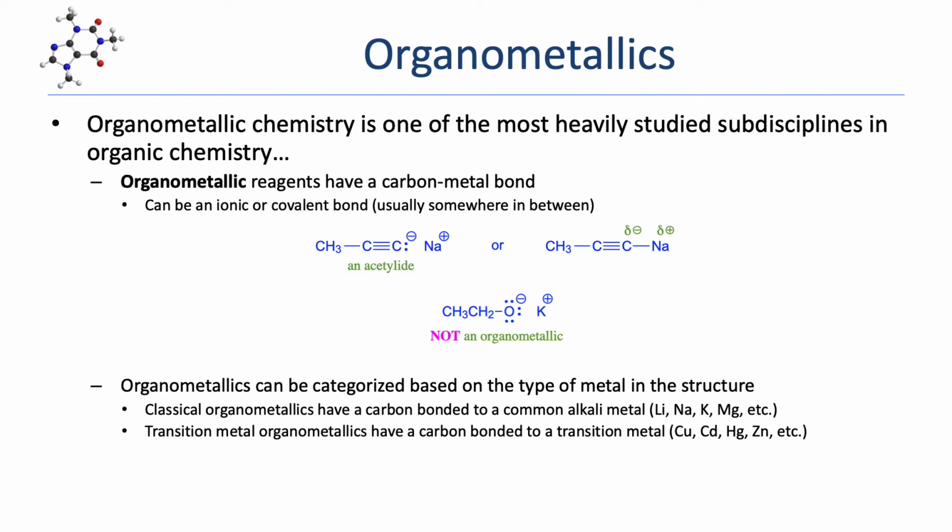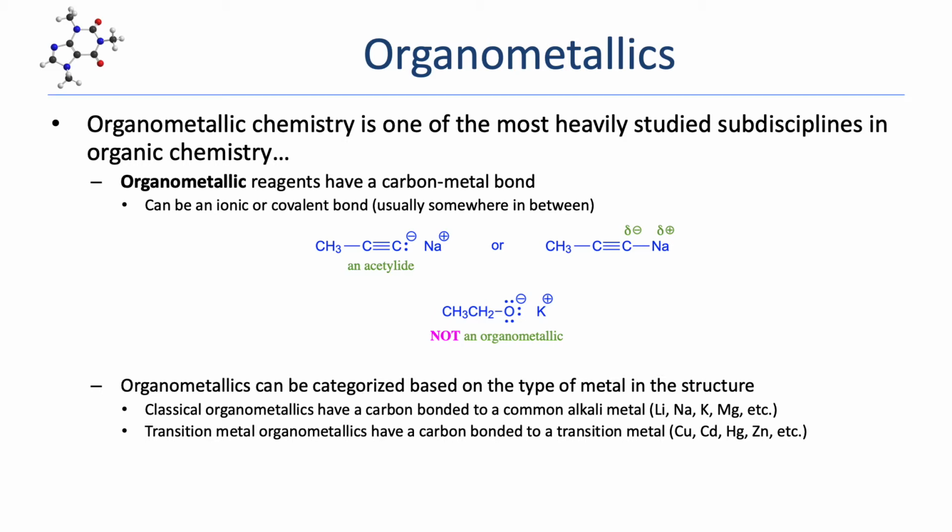It's important to recognize that not all organic molecules that possess a metal are organometallic reagents. This example shows an alkoxide, and as you can see, the metal is bonded to oxygen, not carbon, so this is not an organometallic. Organometallic reagents are often categorized based on the type of metal in the structure.